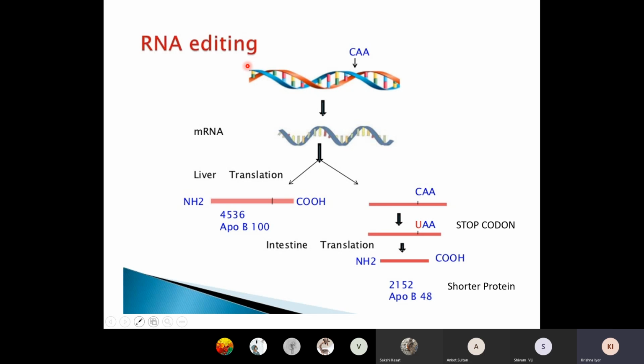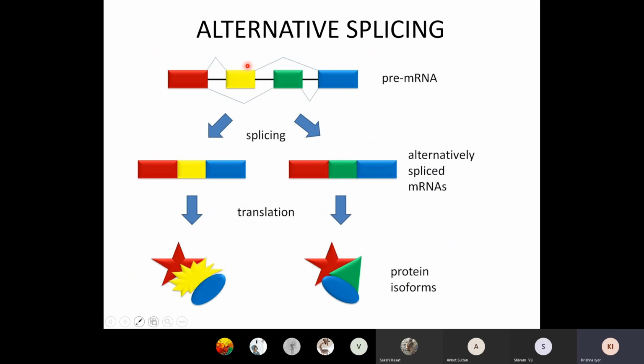Now, in addition to this, there are a lot of other things that can also happen depending on the biological system we are talking about. These are some very interesting things. One is called alternative splicing. Now see what this means.